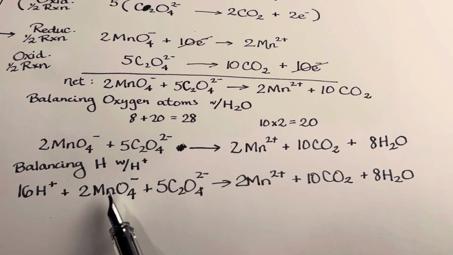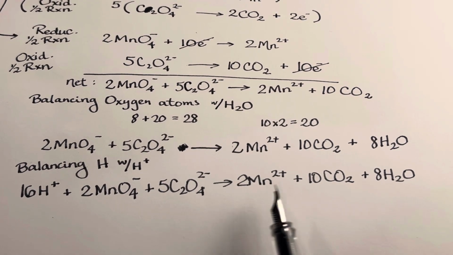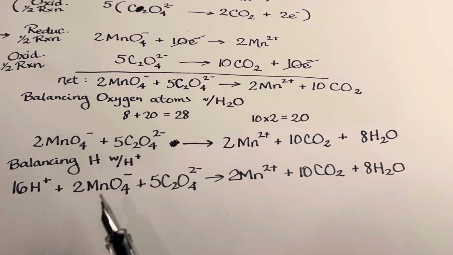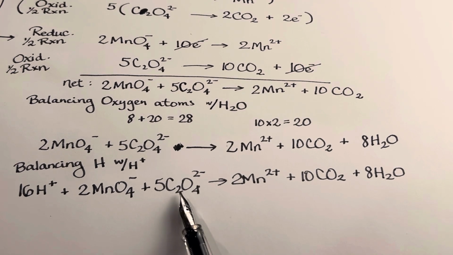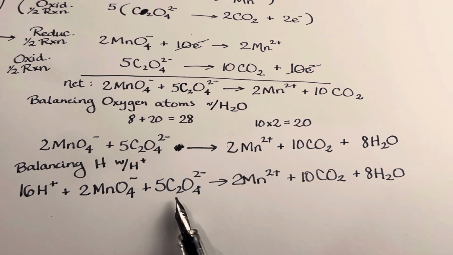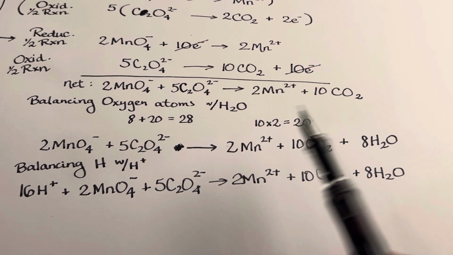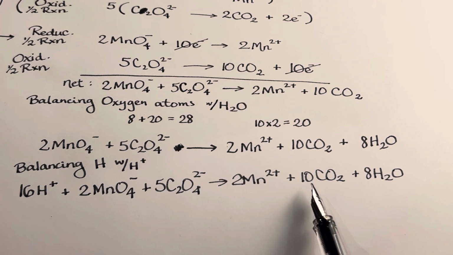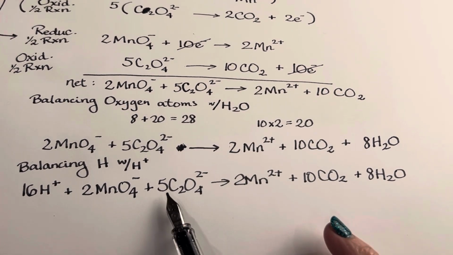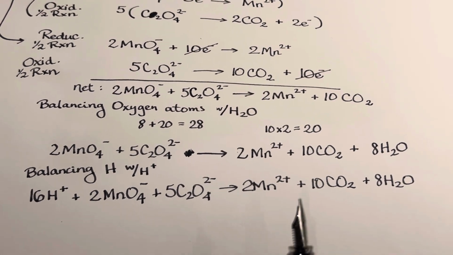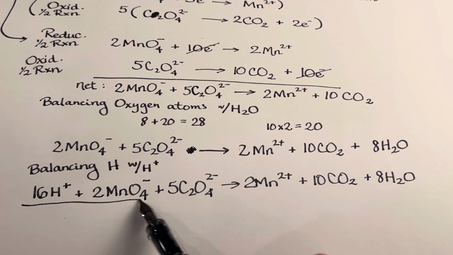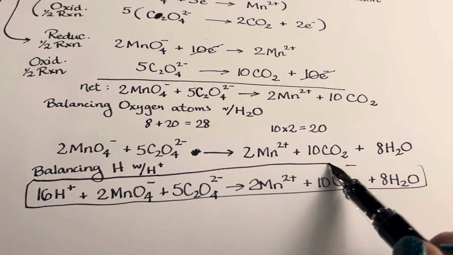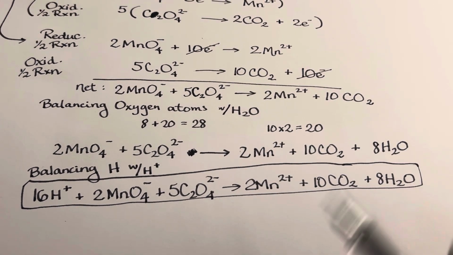How about manganese? We've got 2 of them on this side, and here we have 2 of them. And finally, the carbon atoms. So here's carbon, 2 of them, times 5, so that's 10 carbon atoms on the reactant side. And on the product side, there are 10 of them, so that is 10 carbons. Carbons are balanced. Okay, so everything looks good. This is our final answer: balancing this equation in acidic solution. Yay, good job.